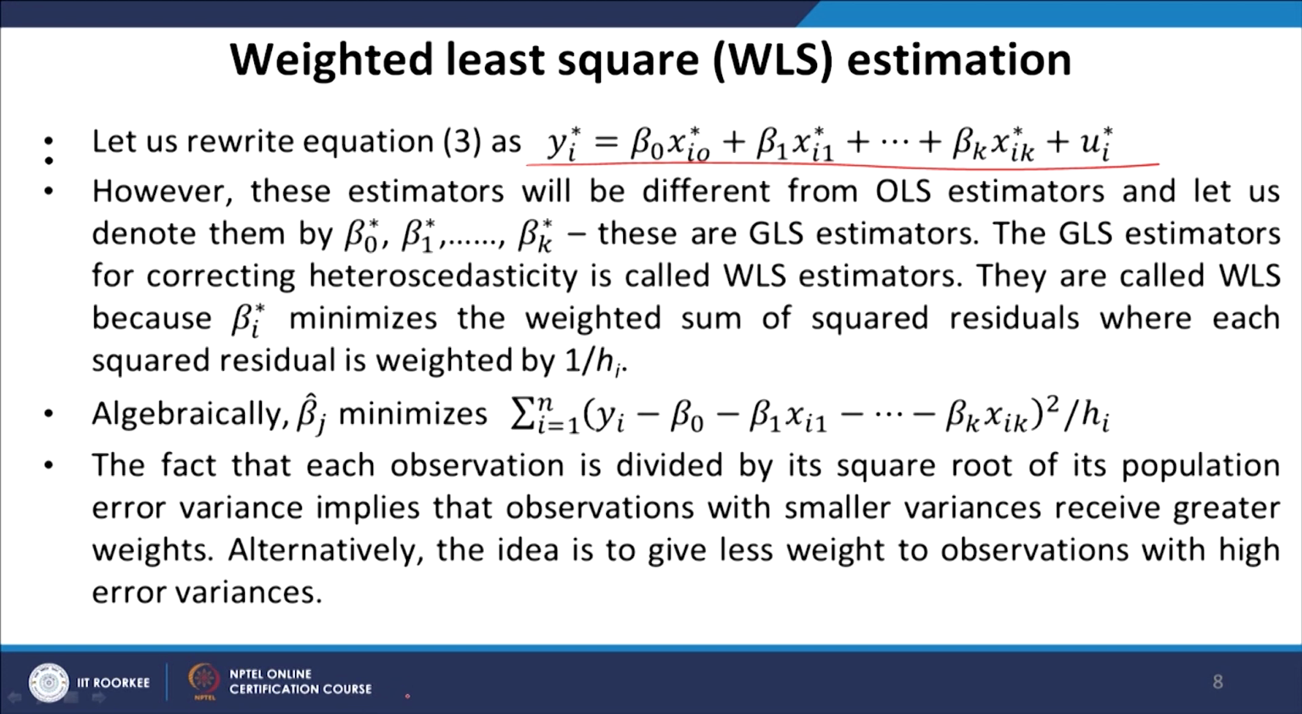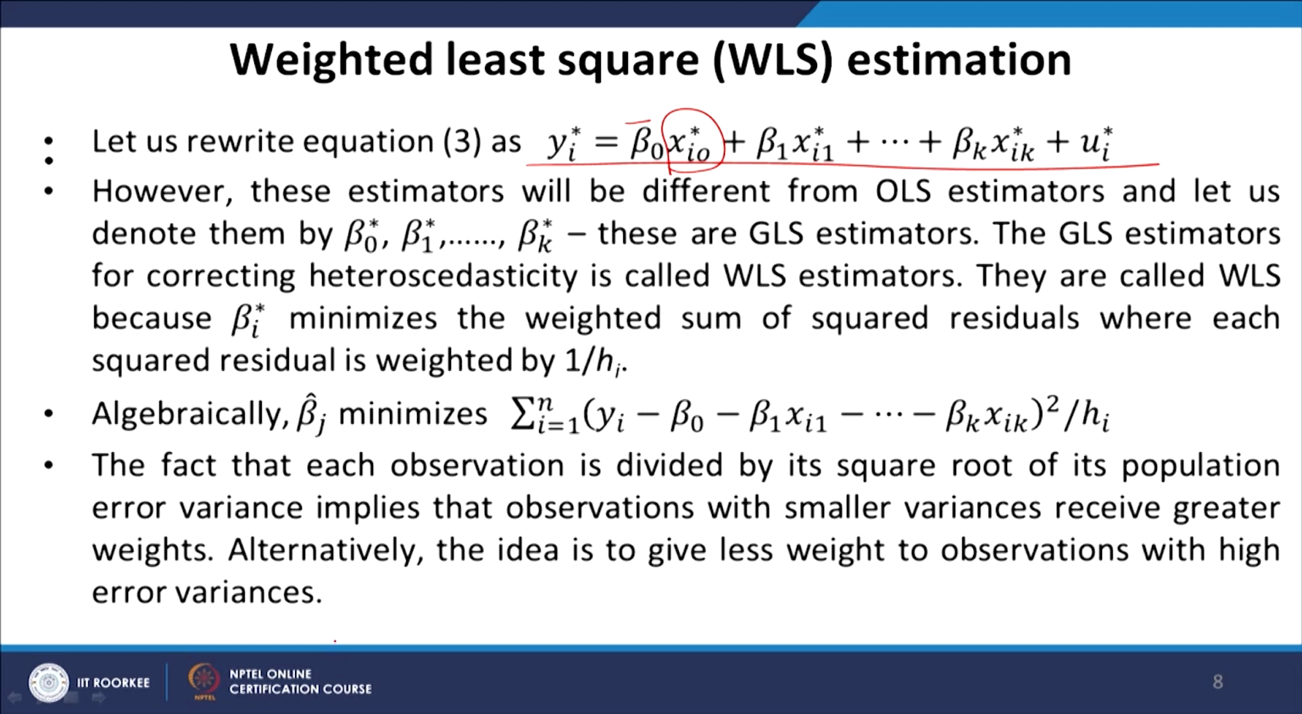However, these estimators will be different from OLS estimators, because as you can see our variables have changed. If our variables have changed, then of course the estimated parameters would also change, and let us denote these parameters as beta naught star, beta 1 star to beta k star, and they are the GLS estimators. They could be different from OLS estimators. The GLS estimators for correcting heteroscedasticity are called WLS estimators.